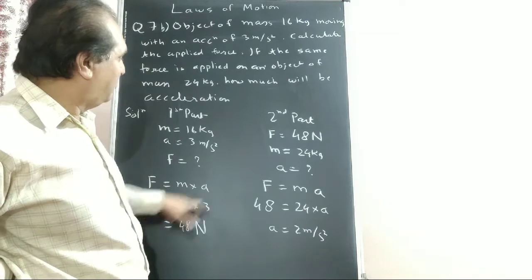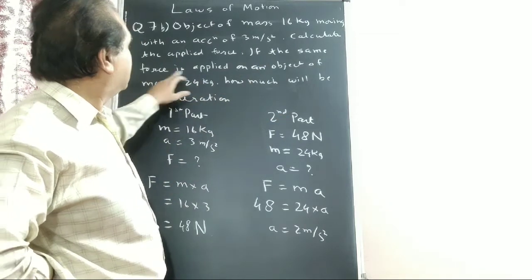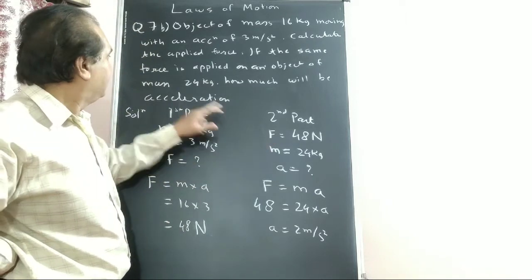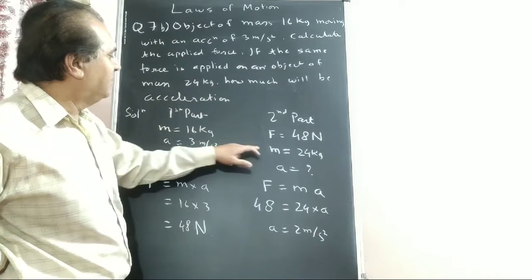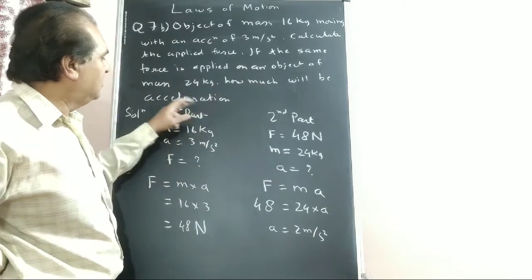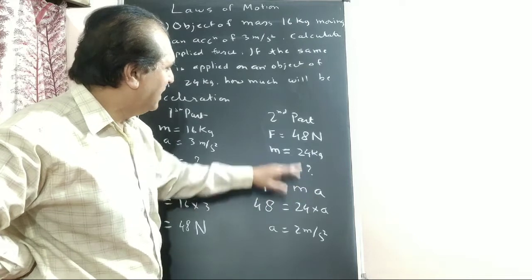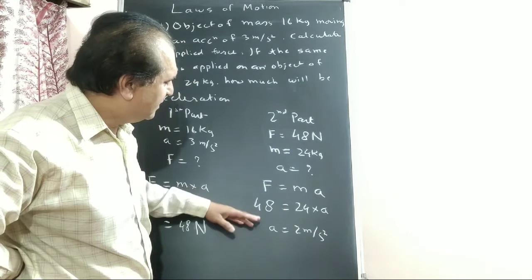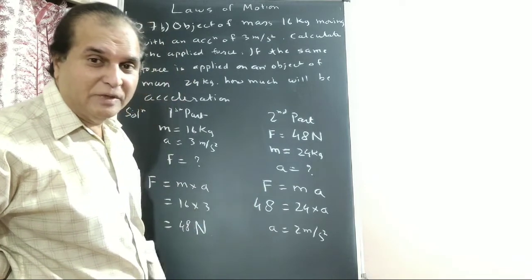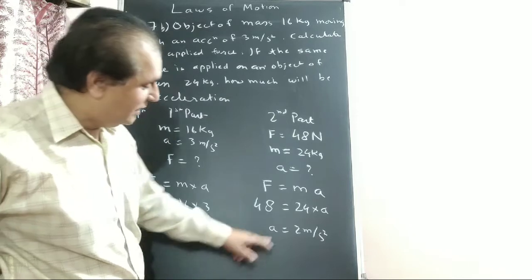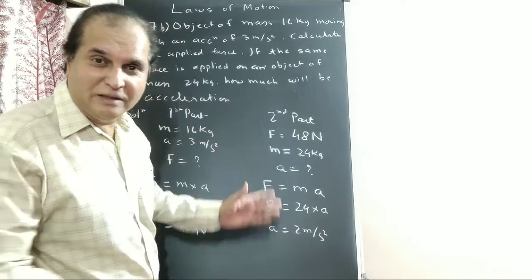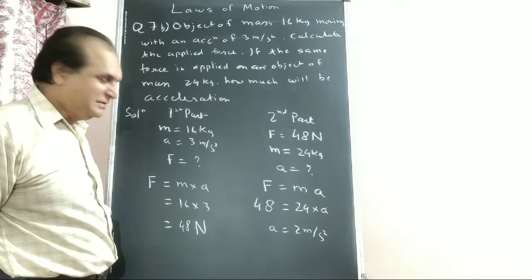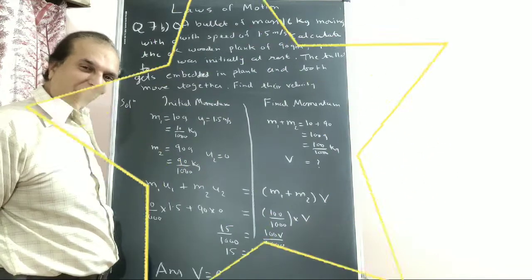In the second part, the same force we have to use. If the same force is applied, so F is 48 Newton. This data is for the second part. It is applied to an object of mass 24 kg, how much will be the acceleration? Again F equal to ma. Now F is given, 48 equal to 24 A. 24 going down, 48 upon 24, A equal to 2 meter per second square, the acceleration unit. Everything is in SI system, no need to change. Understood?